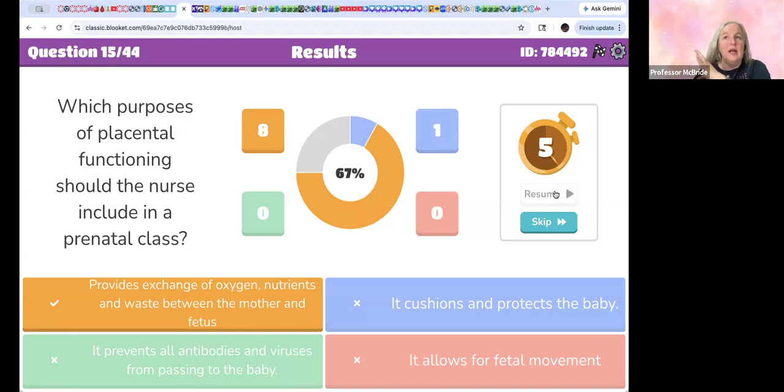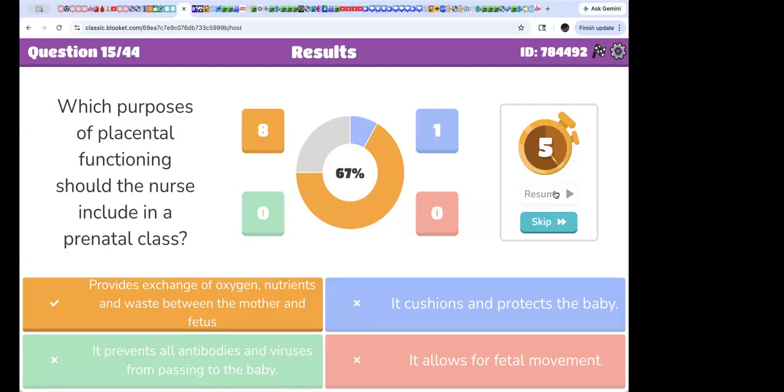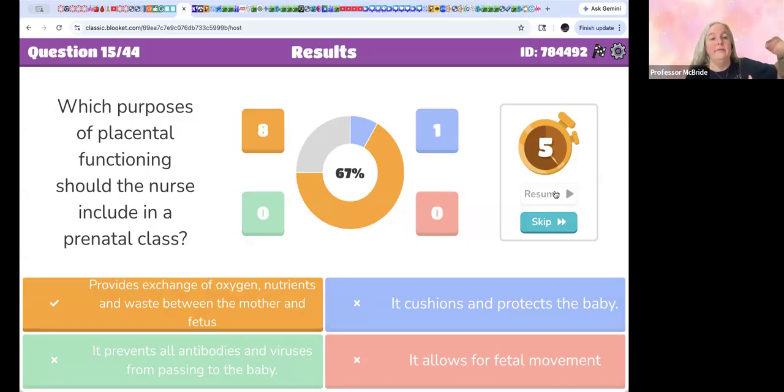Which vessel in the umbilical cord has the oxygenated blood and the nutrients? The vein. One vein, two arteries. The arteries take the waste out, and the vein brings in the oxygen. The amniotic fluid cushions and protects, and it allows for fetal movement.